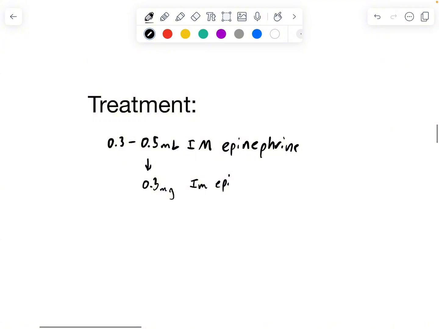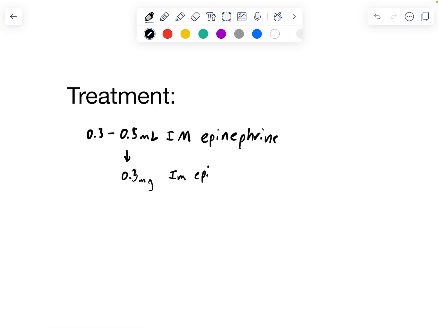So it's going to be IM epinephrine, generally a dose between 0.3 to 0.5 milliliters IM, or you can use an EpiPen, which is going to be a dose of 0.3 milligrams. Now, I think it's kind of important to discuss here that the epinephrine dose used for anaphylaxis is a 1 to 1,000 ratio. It's important to compare this to cardiac epi. Cardiac epinephrine that you would give a patient in cardiac arrest is going to be 1 to 10,000. But just remember that anaphylaxis, it's the 1 to 1,000 dose, and that is going to be intramuscular.